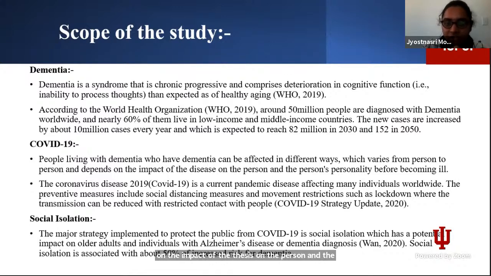The coronavirus disease is a current pandemic affecting many individuals worldwide. The preventive measures include social distancing and movement restrictions such as lockdown, where the transmission can be reduced with restricted contact with people. And here comes social isolation, the main strategy implemented to protect the public from COVID-19, which has the potential to impact older adults and individuals with Alzheimer's disease or dementia. Isolation is associated with about 50% increased risk for dementia.